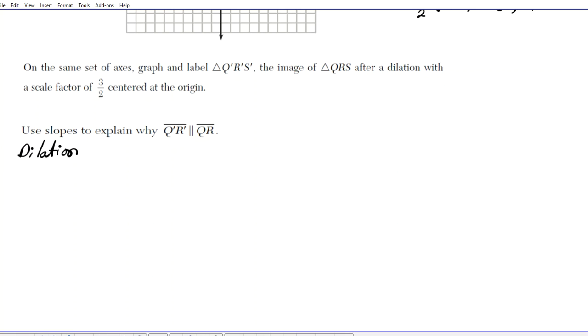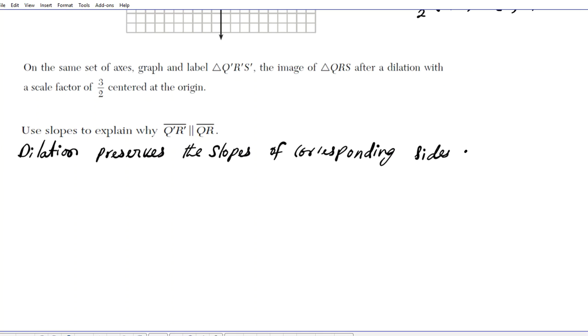Dilation preserves the slopes of corresponding sides of a triangle. So dilation preserves the slopes of corresponding sides of a triangle. Okay? So what can we conclude from that?